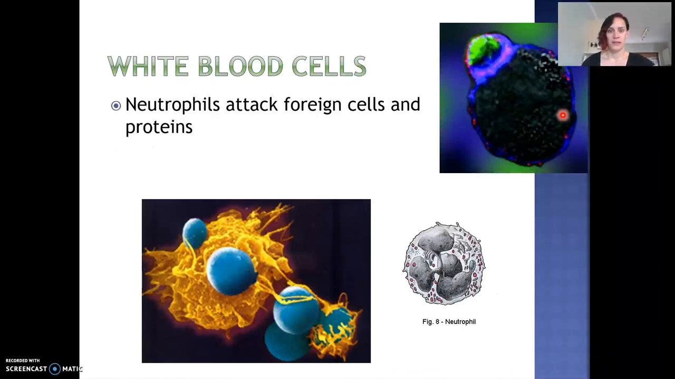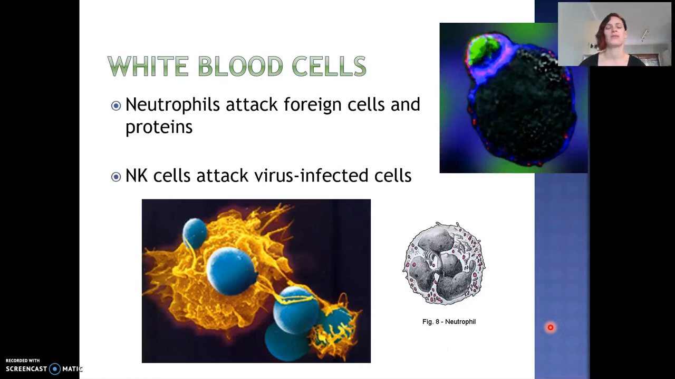So those white blood cells are ranging in skill sets. Okay, we've talked about ones that engulf bacteria, but there also are other ones that can do a lot of other jobs. Neutrophils attack the foreign cells and the proteins, so those antigens are really what they're looking for. We also have natural killer cells, which can attack virus-infected cells.